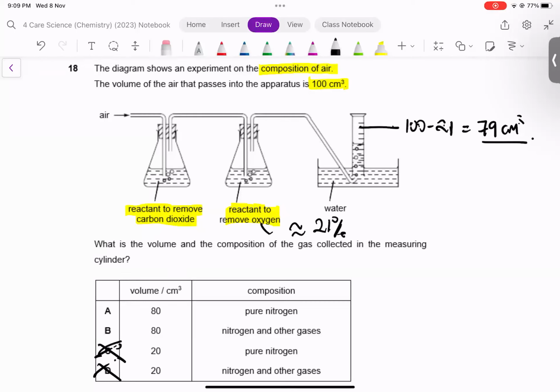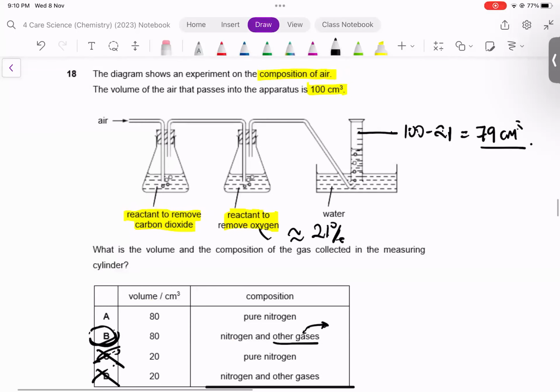Now, what is the composition of this 80 cm³? Is it just nitrogen on its own? Okay, obviously not. There are many gases in air. So there's nitrogen and there's other gases. And what is this other gases? What can these other gases be? The other major component of air is, of course, argon. So this gas that's collected in the tube in the water contains nitrogen and argon.